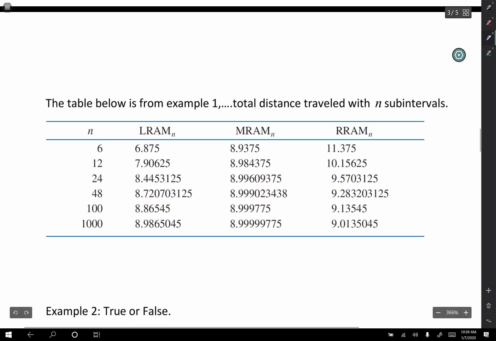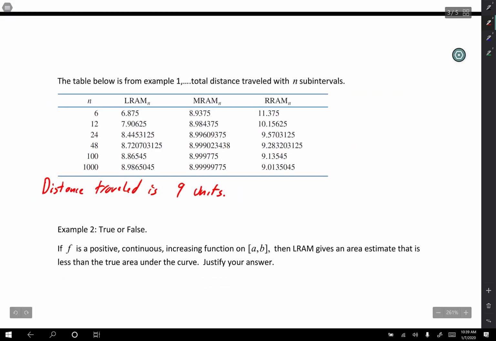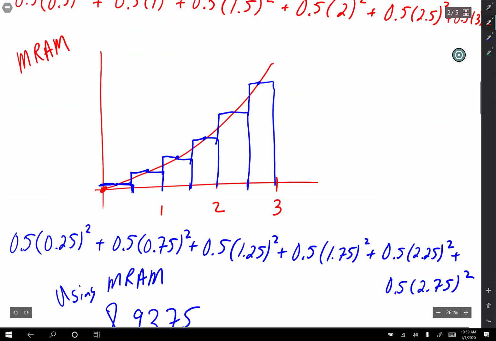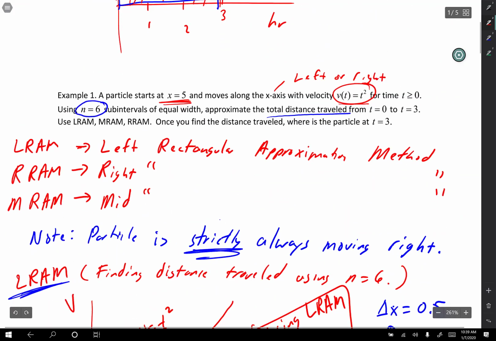We haven't answered the second part of the question. So look, here we go. I'm going to put it here at the bottom. Distance traveled is 9 units. Write that down, guys. Distance traveled is 9 units. But they didn't only want to know that. What other question did they ask? Where is the particle at t equals 3?